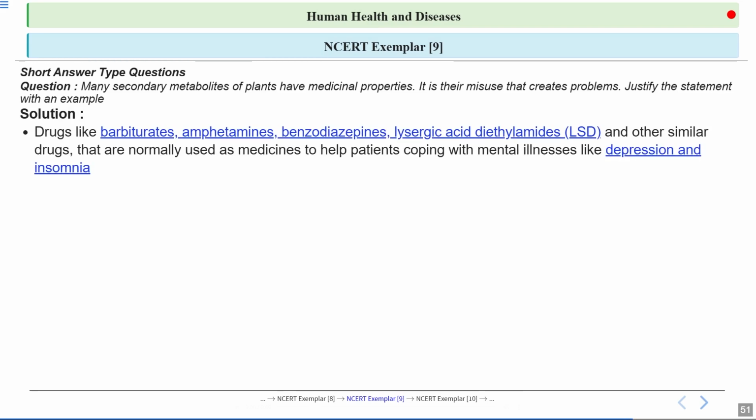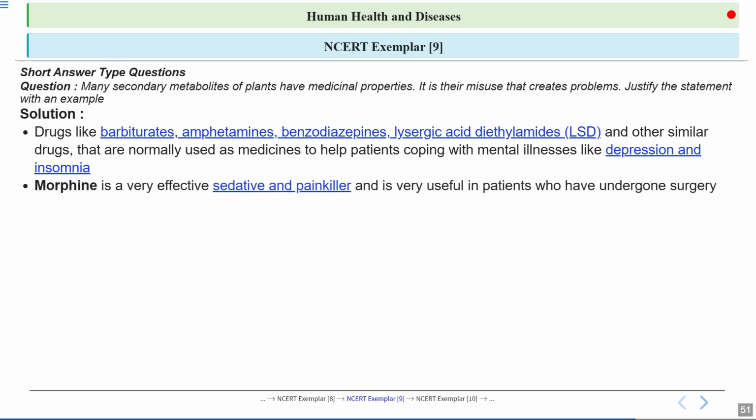Let's have a look at the answer. Drugs like barbiturates, amphetamines, benzodiazepines, and LSD are all examples of plant-derived compounds used as medicines. These are especially important for treating mental health conditions like depression and insomnia. Okay, let's talk about morphine now. Morphine is a very effective sedative and a painkiller. Morphine is often used for patients after surgery to manage severe pain.